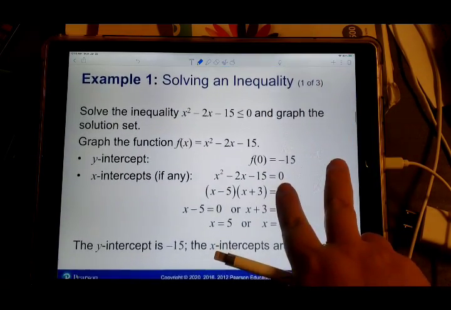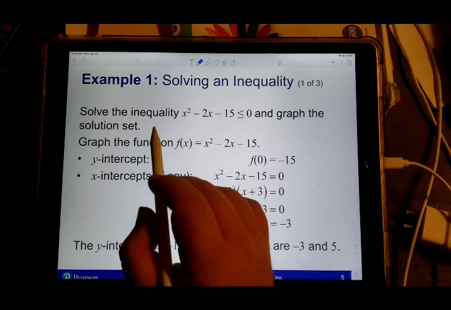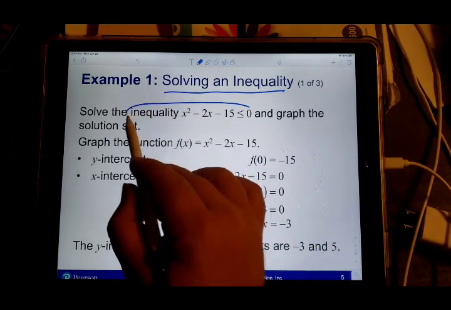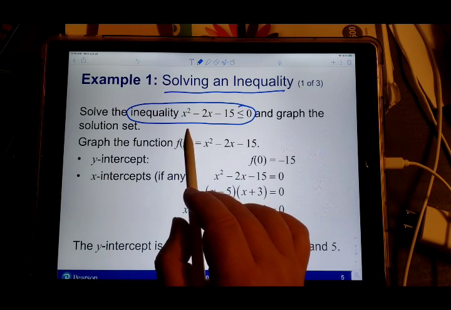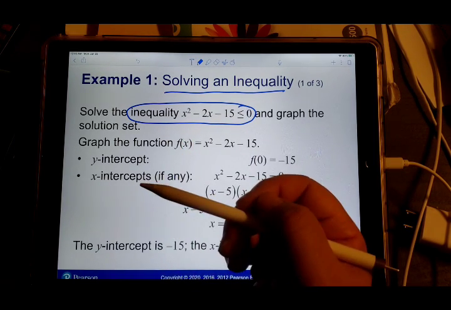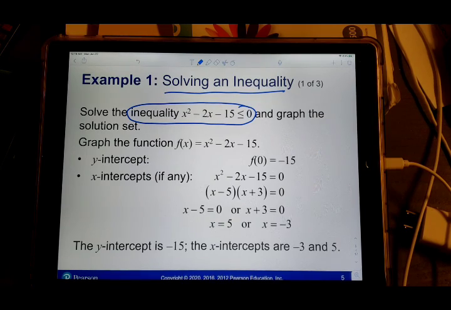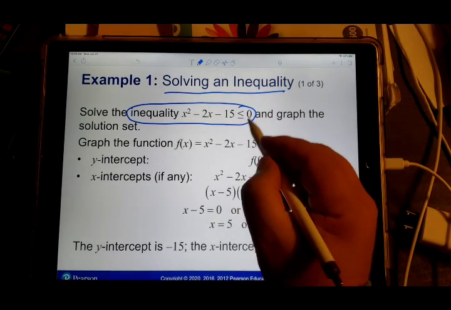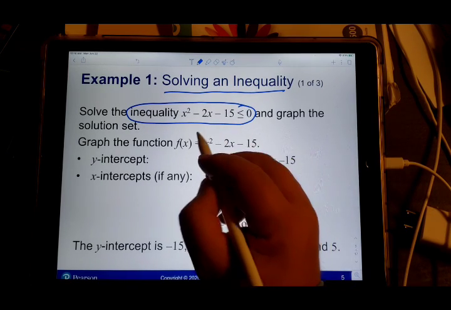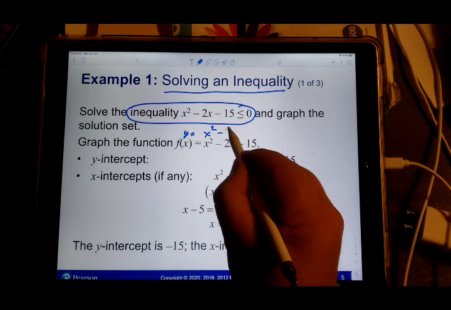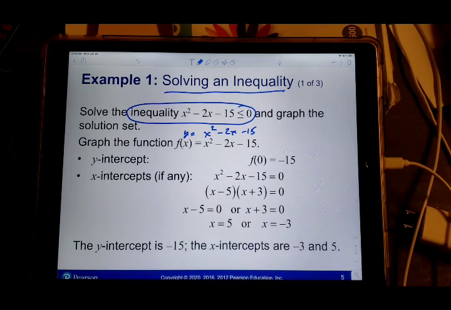So let's go through it. The instructions are clear, the question's clear. This is a quadratic inequality. And to solve it, the author is going to do a little too much work, in my opinion, and graph the parabola. It was the author's choice to rewrite this as essentially y equals x squared minus 2x minus 15. That's fine. Just understand it's a choice.